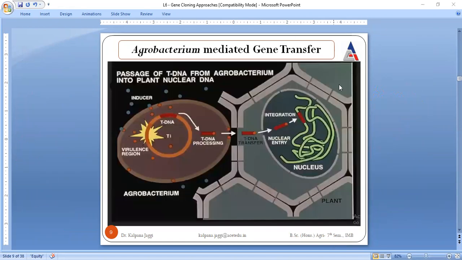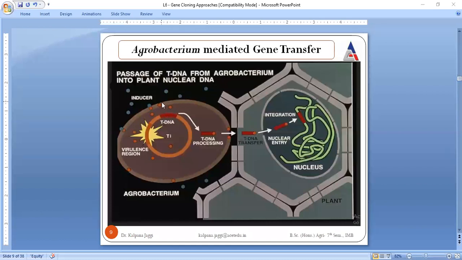See, this is the basic scenario that takes place during Agrobacterium mediated gene transfer. This is the bacteria, and the bacteria carries a vector, and this vector has a T-DNA region, which is the only region that can be transferred into the host genome. Here the host is a plant, right? But this T-DNA is often responsible for inducing tumor, so this segment is disarmed, right?